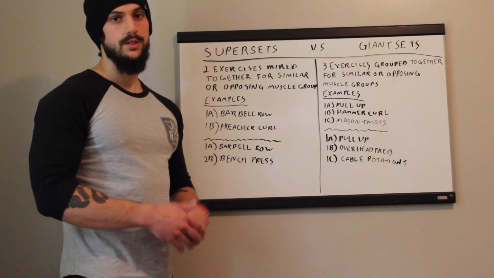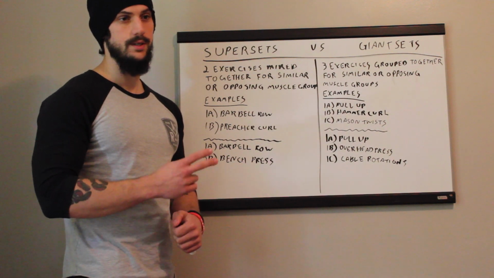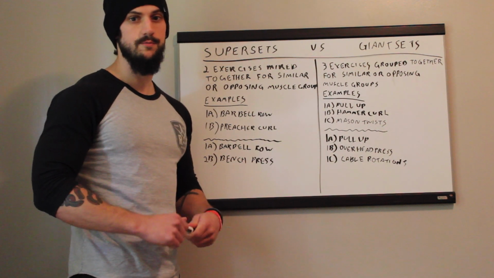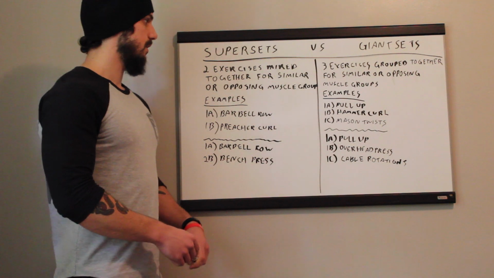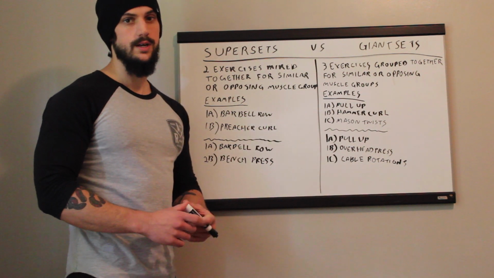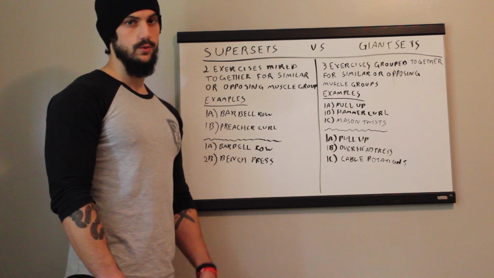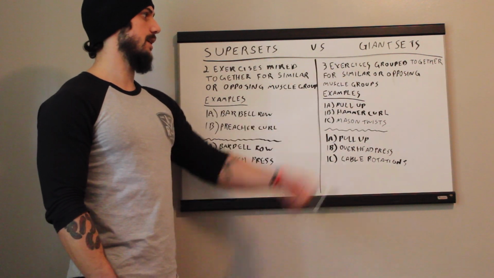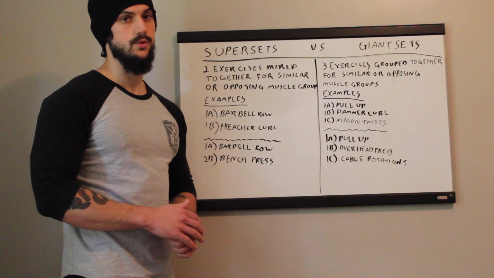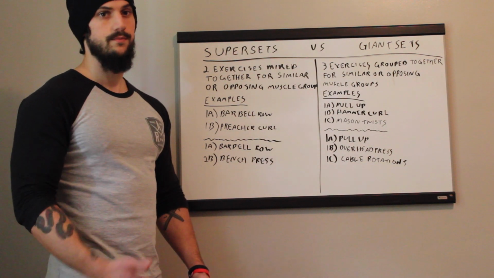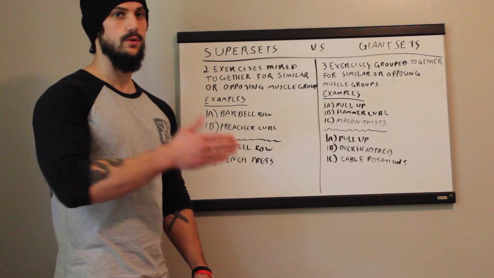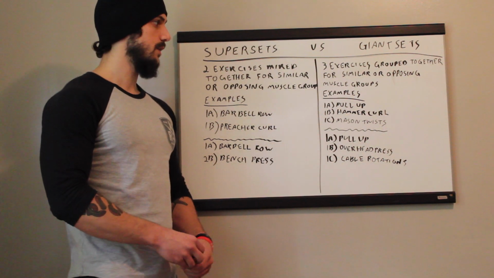First things first, we need to define the difference between these two different ways of planning out your workout. So a superset is 2 exercises for either similar or opposing muscle groups, whereas a giant set is 3 exercises grouped together, again, for either similar or opposing muscle groups.